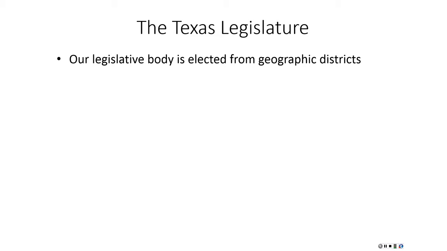However, our legislative branch is broken down into what's called districts. Our state senators and our state representatives each represent a district. Their constituency is a certain area, and they do not serve statewide. They only serve their area.